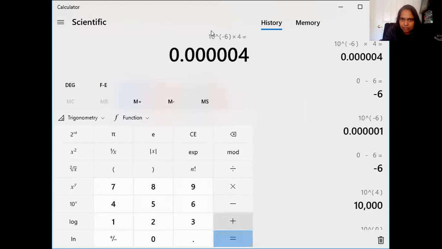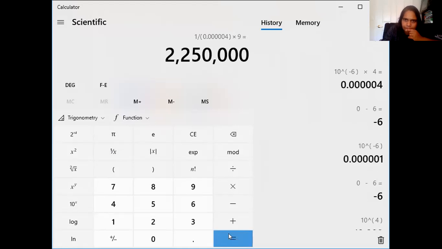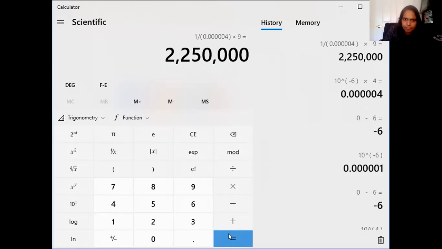Look at this equation here. It's 4 times 10 to the -6. And then I need the 1 over of this, 1 over, times it by 9. Oh, that's what I got. I got 2 million. So that's correct. That is correct, but how can we write this one in scientific notation?